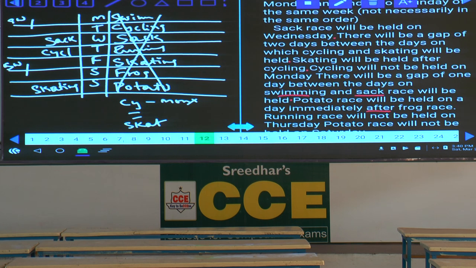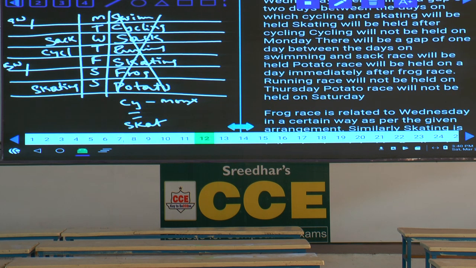Then potato race will not be held on Saturday. As potato cannot be held on Saturday, the second case here, frog and potato on Friday and Saturday, is ruled out. As it is ruled out, hence frog must be on Monday, then potato race must be on Tuesday, and swimming, where is this swimming? Swimming must be on Friday, then finally leftover is running, this running is on Saturday.